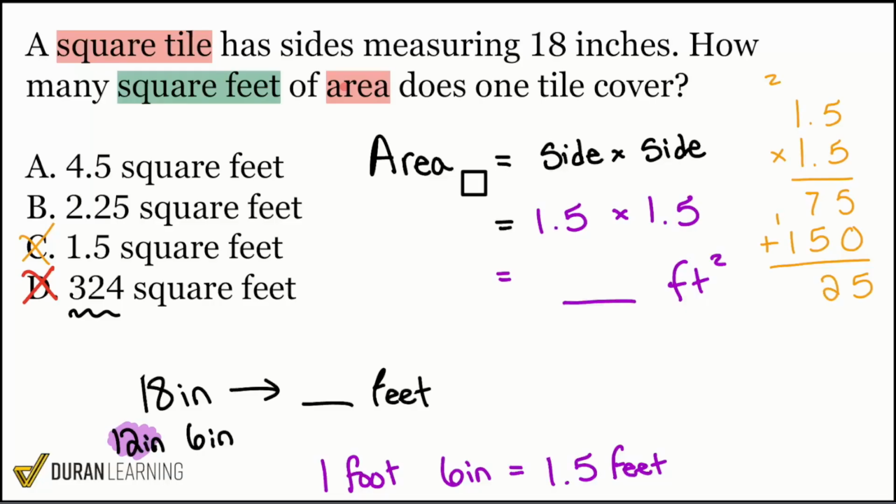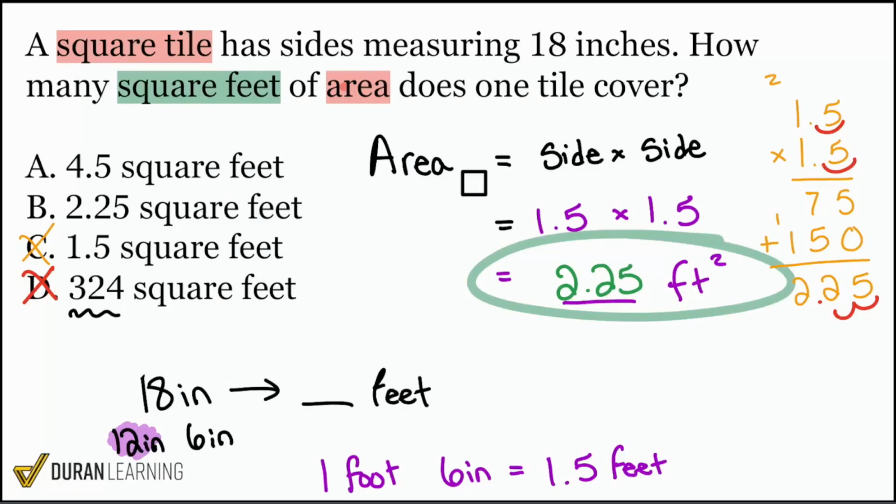12 over here, carry the 1, and then 2. We have 2 decimal places, 1, 2. So we'll bring back 1, 2. And there we are. The final answer is 2.25 square feet. And that is going to be answer choice B. And there we go, my party people.